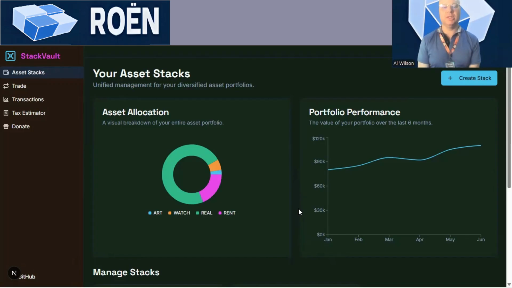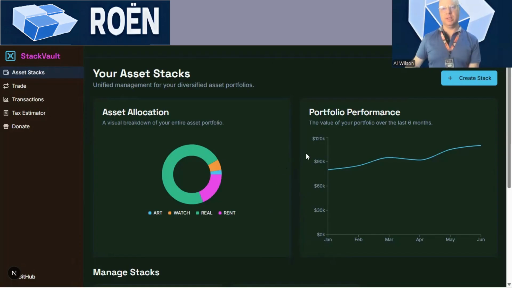StackVault leverages NFT stacking and key aggregation for trading fractional assets. StackVault is linked to Fracdex, the platform where you can trade fractional assets. StackVault aggregates these fractional assets to trade in stacks. Fracdex is a partner marketplace for buying and selling fractional assets.